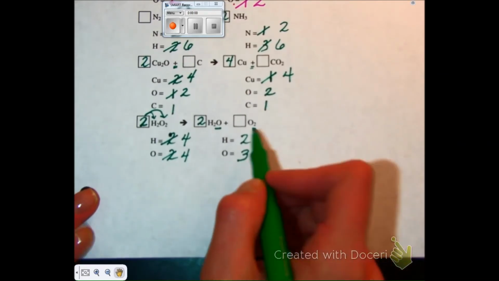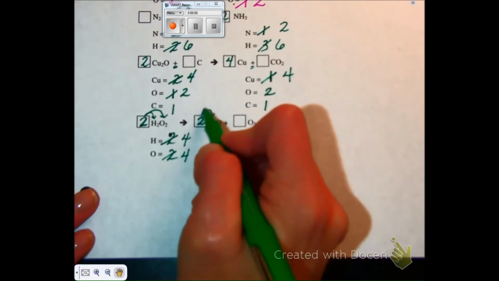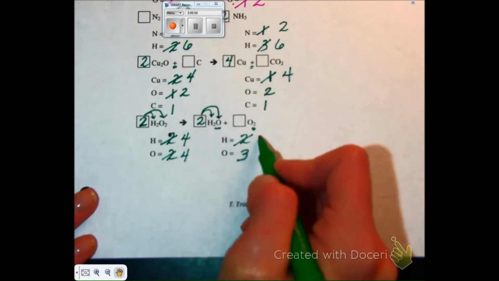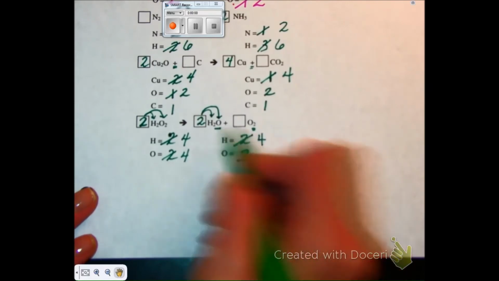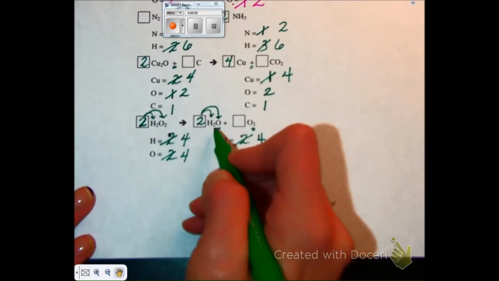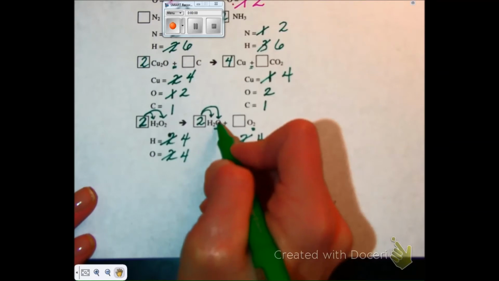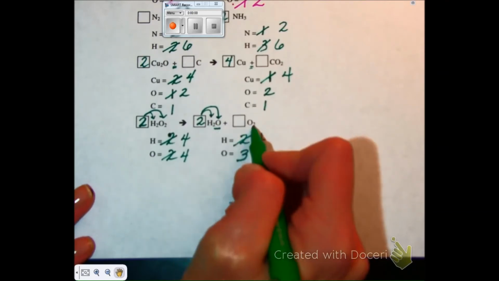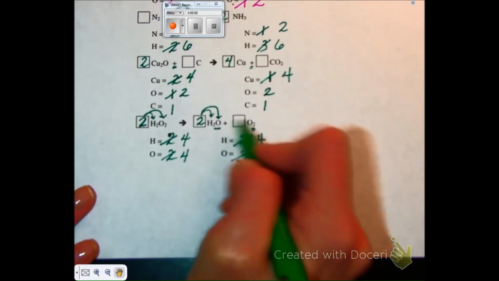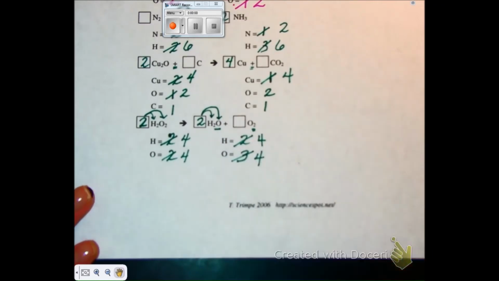Let's see if that's true. Our coefficient of 2 applies just to the H2O, so let's recount our hydrogen. How many? We have a total now of 4, 2 times 2. Now, we have oxygen in 2 different places, which sometimes can trick you. Right here, how many oxygen do I have? 2. But I still have this one over here. So I have a total now, 2 here and 2 there, for a total of 4. Very nicely done. I am impressed with you.